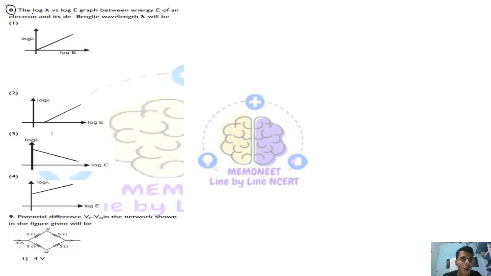Okay, let's change the color of it. The log lambda versus log E graph between the energy of an electron and its de Broglie wavelength. Okay, we need to find the graph between it. We know that lambda is equal to h upon p. It's h upon under root of 2mE. Here E is kinetic energy. Okay, it's kinetic energy and nothing else. You need to understand it. It's kinetic energy. Okay, now we need to find out the log.